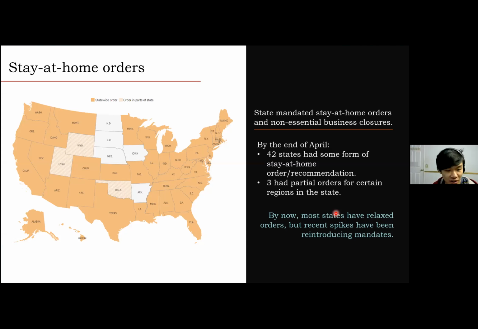Yeah, so we just looked at social distancing as one of the potential interventions for flattening the curve. So here's a quick overview of stay-at-home orders that the US has imposed by state. By the end of April, we saw that 42 states had some form of stay-at-home order or recommendation. 3 had partial orders for certain regions of the state, but not the entire state.